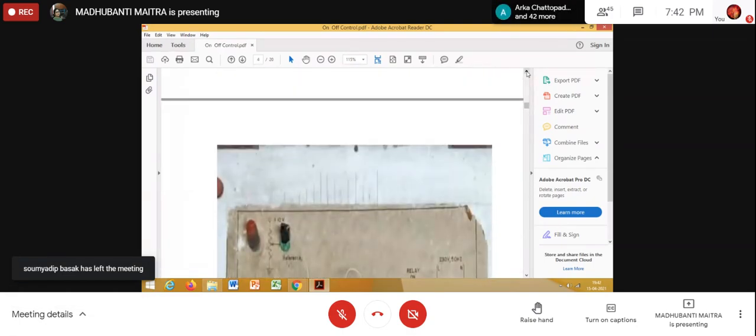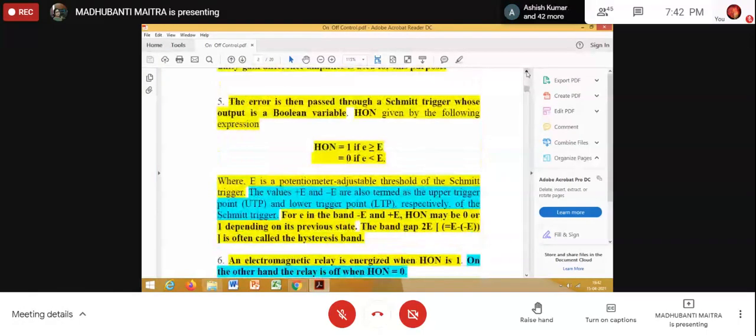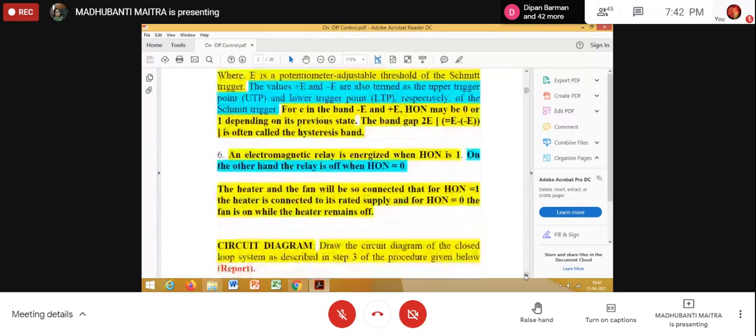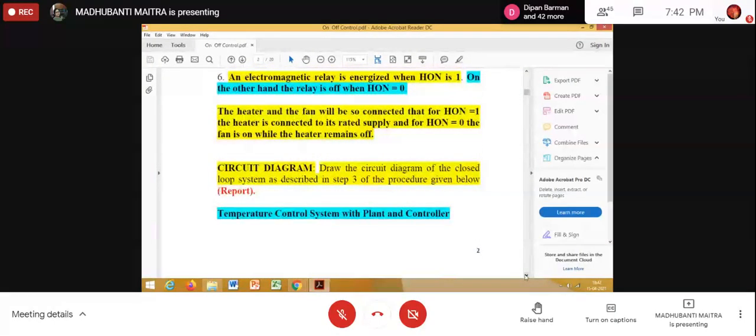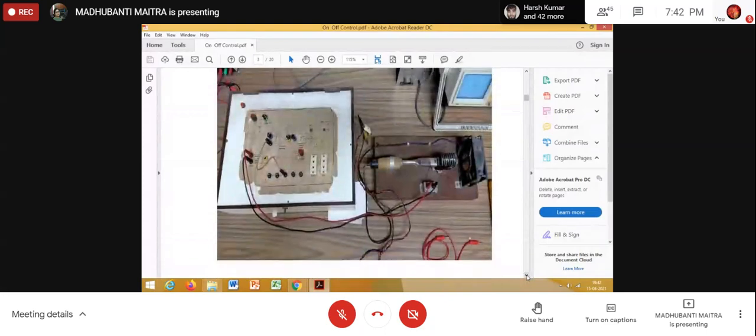Ma'am, what will happen if it is equal to 5? No, it has been set like this. Ideally, it should be the Schmitt trigger and the relay should operate in this particular way. The controller block actually consists of your Schmitt trigger and relay. The controller block has been designed in this way.